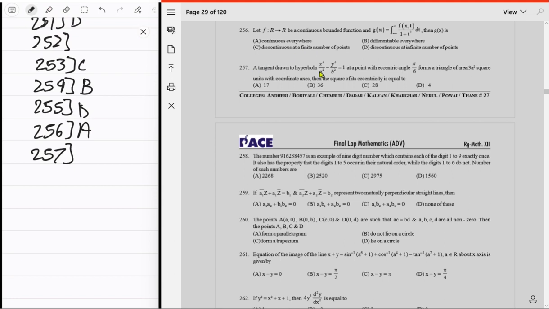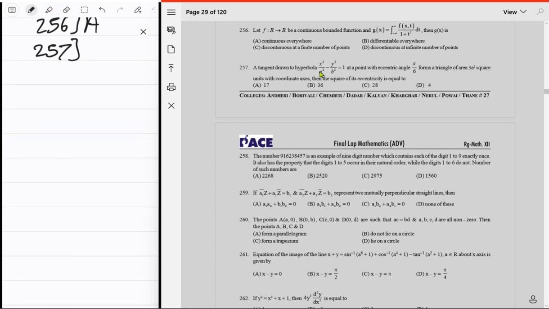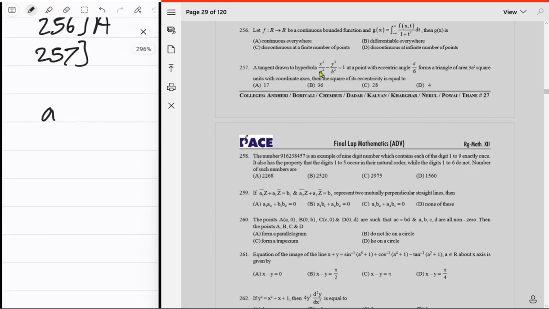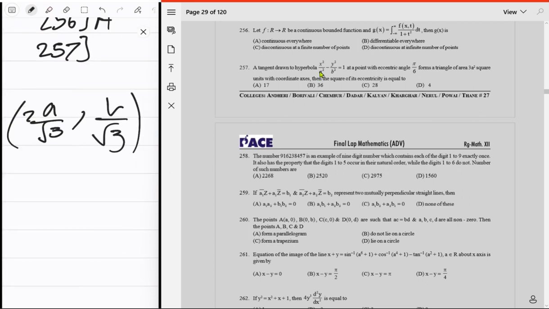A tangent drawn to the hyperbola at a point with eccentric angle pi upon 6 forms a triangle with area 3a squared. First find out what it is. So we use secant and tan, like secant of pi upon 6 is like 1 upon cos pi upon 6. So it's like 2 upon square root of 3. So a times 2 upon square root of 3. And then tan theta, which is tan of 30 degrees, 1 upon square root of 3, so b upon square root of 3, right? This is our point. The tangent to the hyperbola at this point forms a triangle of area 3a square units with the coordinate axes.